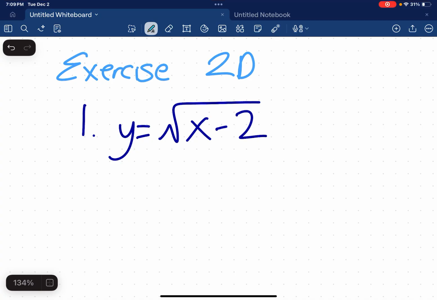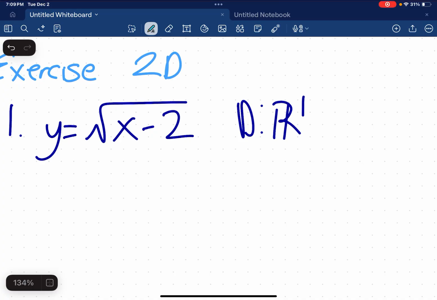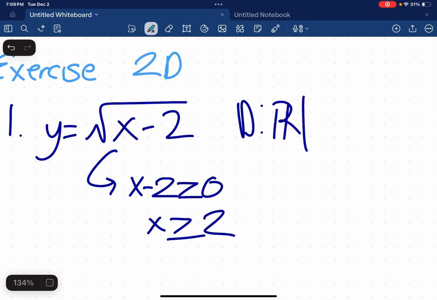So let's just start with the domain. Usually what we've always been doing is just saying that it's going to be equal to all real numbers, then set some boundaries. And remember what we said, the inside of this function has to be greater than or equal to 0. So that means we can set up an equation like this, which means that x is going to be greater than or equal to 2. And that is our domain.